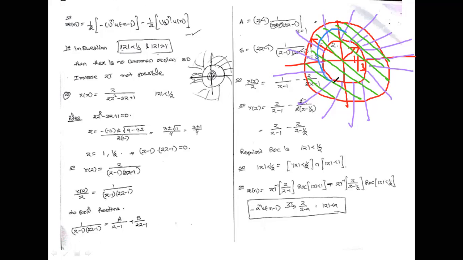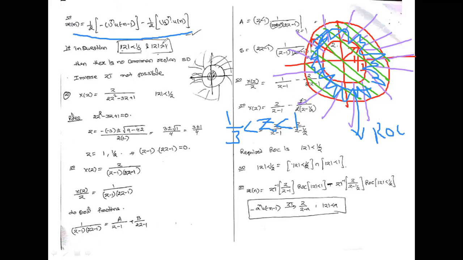This is a region what we have inside. Okay, this is a region. The intersection region is the ROC, the region of convergence, for 1/3 < |z| < 1, because |z| is greater than 1/3 and |z| is less than 1 in this case.